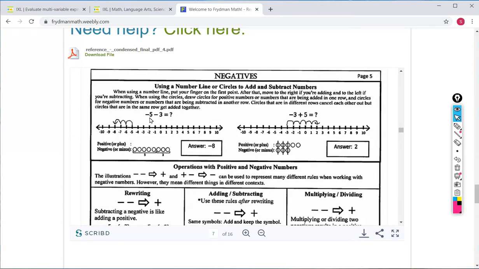For example, if you have -5 minus 3, you would put your finger or your pencil on a number line wherever the first number is. So the first number is -5. I would put my cursor here on -5. If I'm subtracting, I would move to the left, and if I'm adding, I would move to the right. In this example, I'm subtracting 3, so I start at -5 and move 3 spaces to the left. 1, 2, 3. So my answer would be -8. So remember, if you're subtracting, go to the left. If you're adding, go to the right.